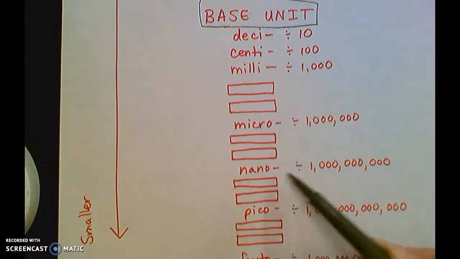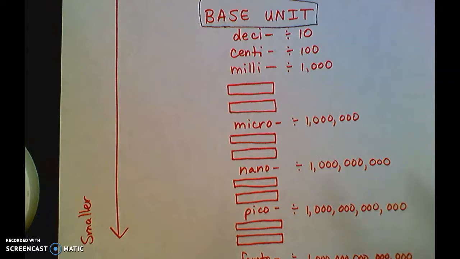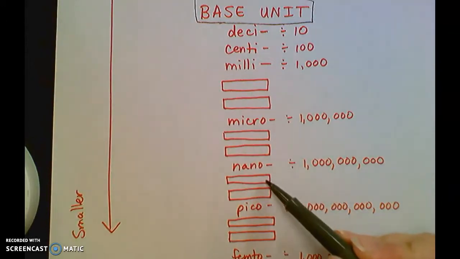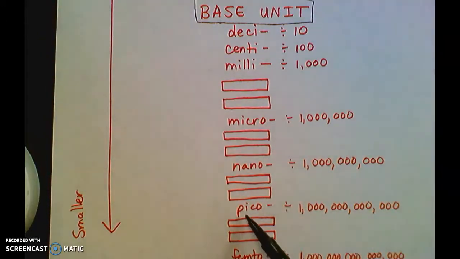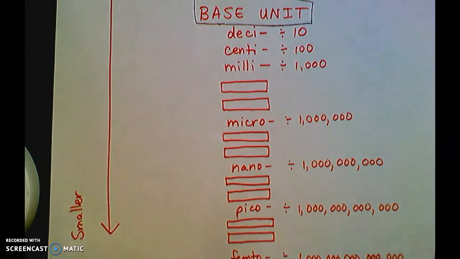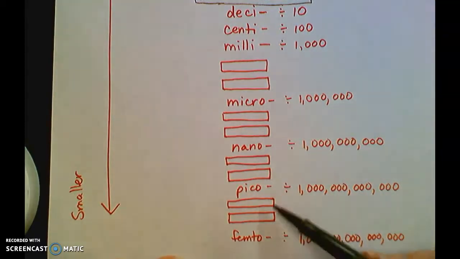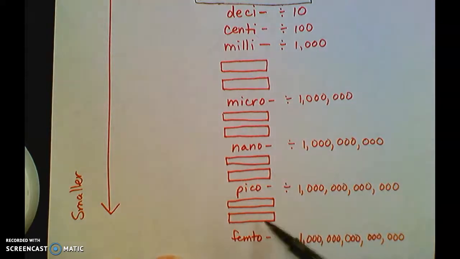And then nano is a billionth of whatever unit it is, whether it's a gram or a meter or a liter. Then I have a 10 billionth and a 100 billionth. Then we get to pico, which is a trillionth of the base unit. And then we can skip 2 more spaces there. So what was that? Trillion, 10 trillionth, 100 trillionth. And then for femto, I get to a quadrillionth of whatever unit that was.